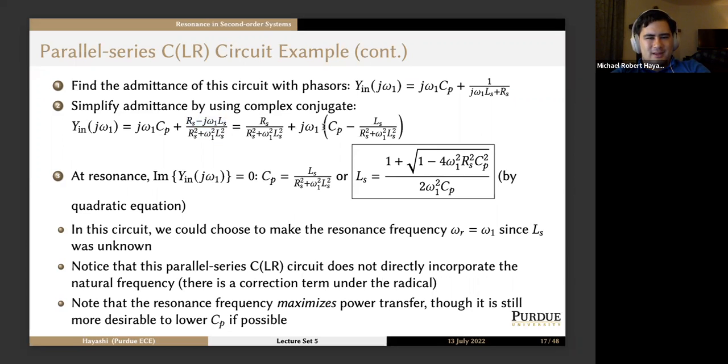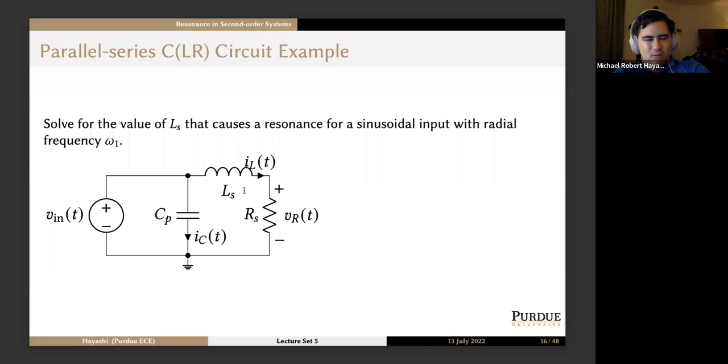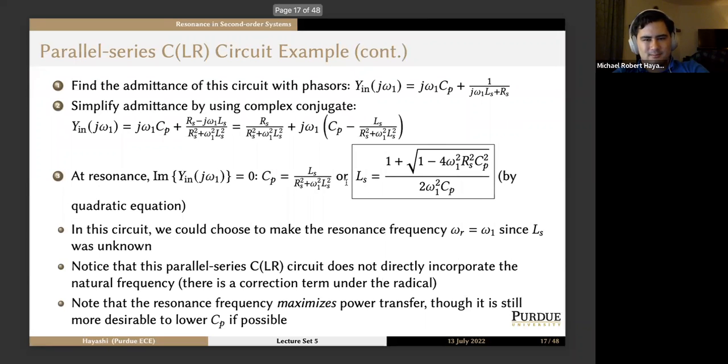By solving when the imaginary part is equal to 0, that's the resonant frequency, which is different than the natural frequency. The natural frequency would still be 1 over square root of Ls Cp. And I mentioned earlier that this part under the radical acts like a correction factor to the natural frequency if you were to solve for Ls using the natural frequency. But instead, Ls is equal to this.